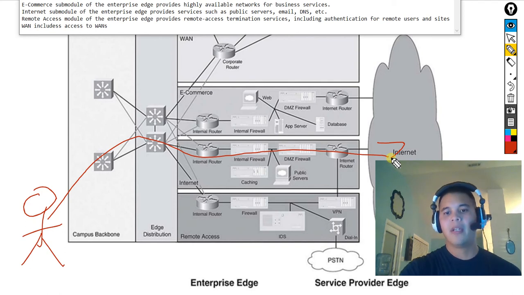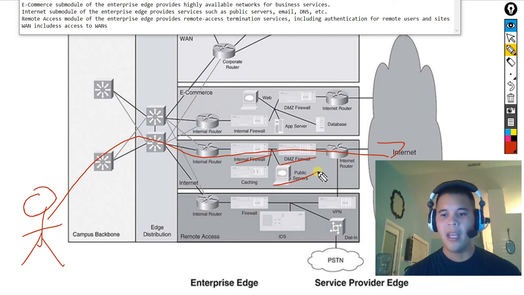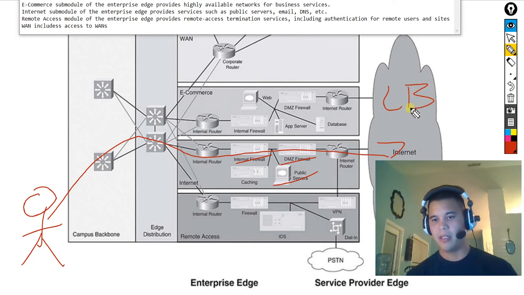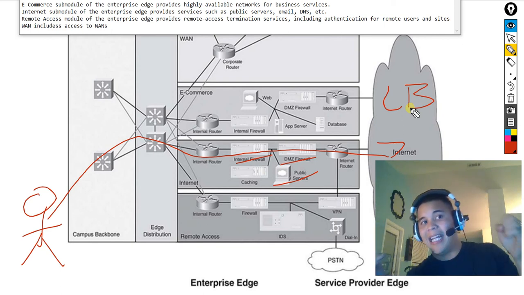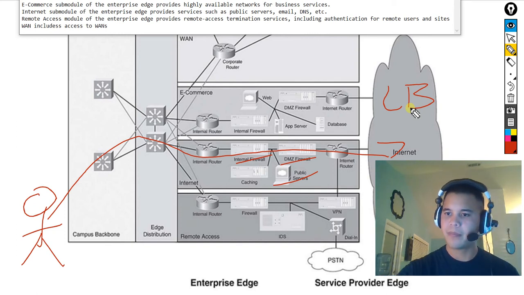And again, we have firewall, public servers. Again, if we have multiple public servers doing the same thing, we could always throw a load balancer in there. All right, load balancer, anywhere you have multiple of the same servers and you want to load balance traffic, you could put it there. It doesn't have to be strictly in the data center. It could be anywhere. All right.